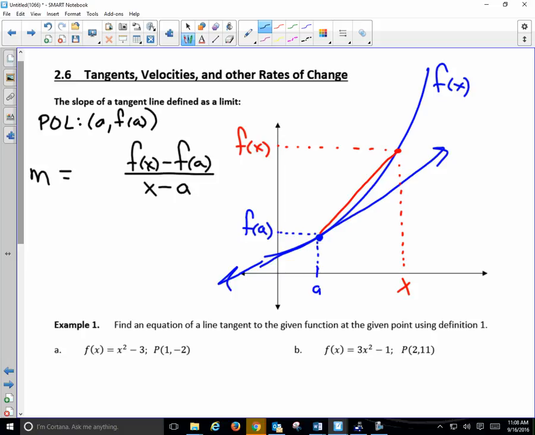Now, Maddie, what did you say we do in order to make sure that that slope, instead of being the secant line, will be the tangent line? We bring x closer to A. So we allow the limit as x approaches A. And if we can evaluate that limit, now we know the exact slope. And that's awesome sauce.